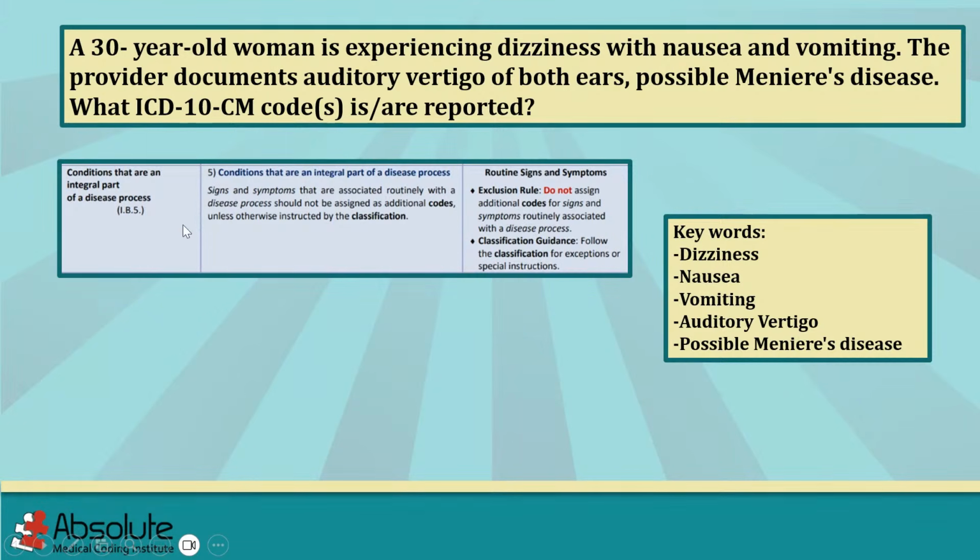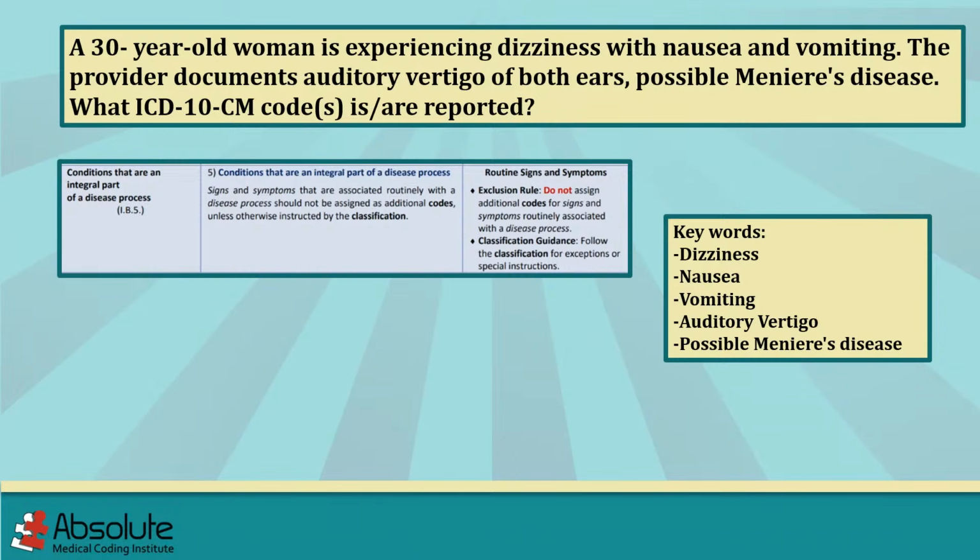This is a snippet from the MCG manual. So this is going to be guideline IB5, conditions that are an integral part of a disease process. Kind of like we were saying when we were going through our Jeopardy game, our true or false: do not assign additional codes for signs and symptoms associated with a disease process. I would say a big keyword is possible Meniere's disease. When you're looking at that, you can see that it is a possible diagnosis. Since that keyword says possible, it is not going to be reported.